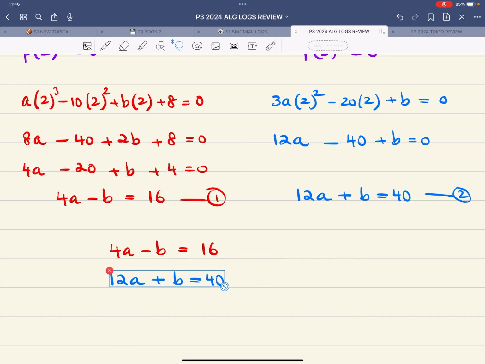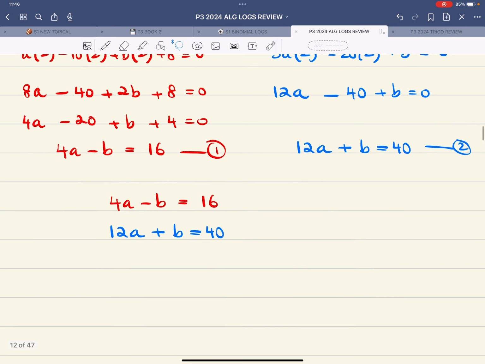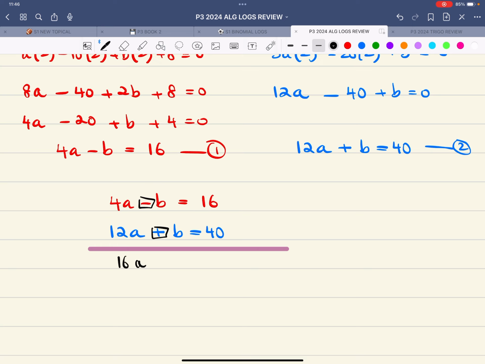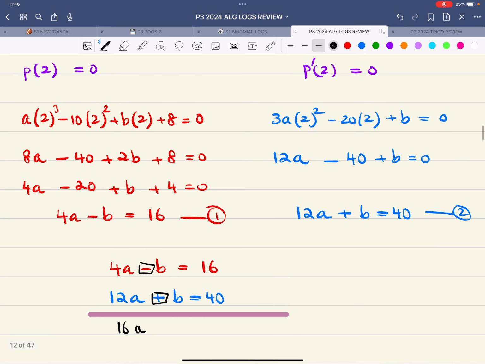And it's a very simple elimination thing. So let me just draw a line, and let me add it all up. So therefore, if I add it all up, this negative b, this positive b cancels out. 4a plus 12a, that is 16a. And I hope there is no negative sign over here.